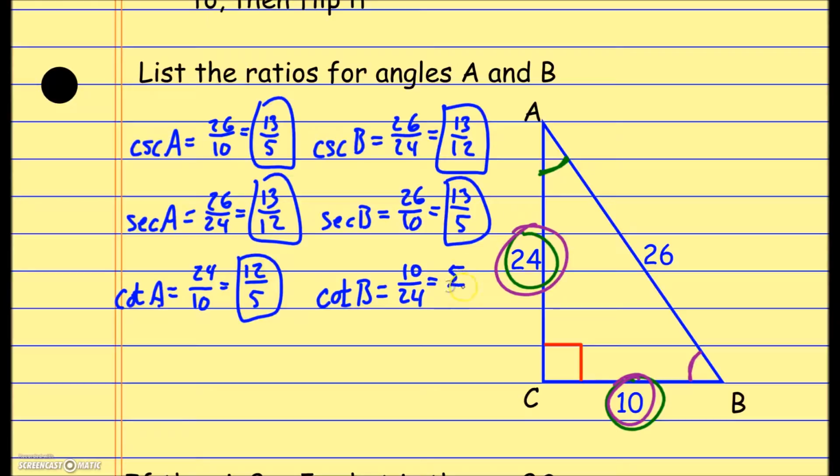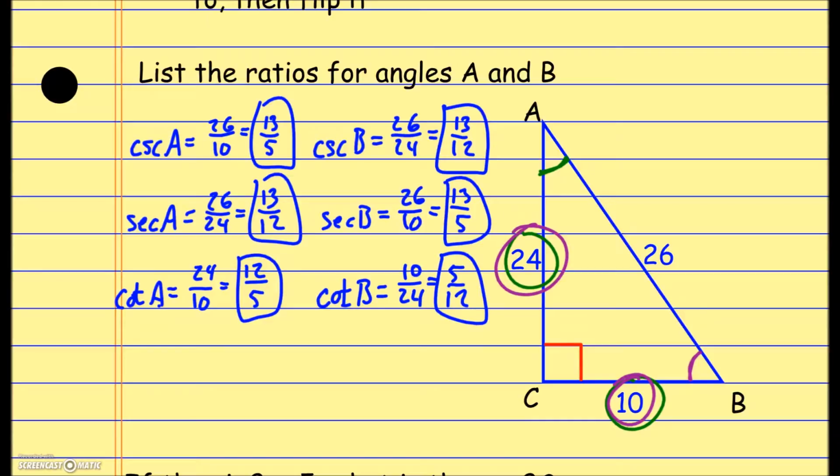And just like tangent had a relationship where when we looked at one angle, it was the same as the other angle except flipped, the same thing here. Cotangent of A and cotangent of B are the same thing, just flipped. And so really what that should tell us then is cotangent of A is the same as tangent of B, and cotangent of B is the same as tangent of A. Because really, that's the relationship that these have. Cotangent is flipped. Well, that was the relationship that the two tangents of the two angles had as well.